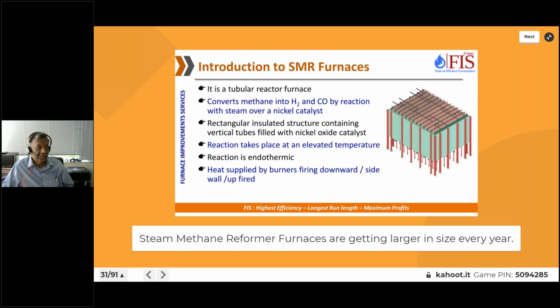So in most of the furnaces, we are just doing sensible heating, or we are doing vaporization, but this is a reaction furnace. What goes in doesn't come out. So we are feeding steam and we are feeding methane, but what comes out is hydrogen, carbon monoxide, carbon dioxide, and unreacted methane. This reaction is endothermic. It takes place at high temperatures, and the heat is provided by burners firing downward, sidewall, or upward, depending on the design. So this is basically the steam methane reforming furnace.